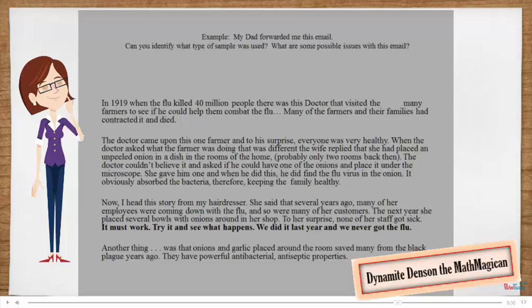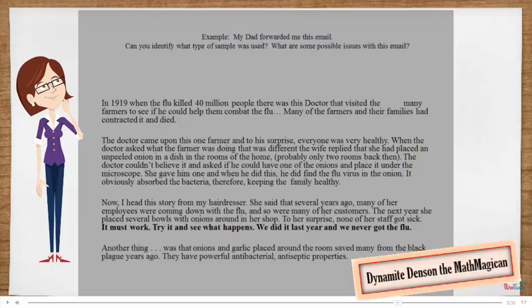My father forwarded me this email, and I'd like to know as we read through it if you can identify which sampling technique was used and some possible issues. In 1919, when the flu killed 40 million people, there was this doctor that visited many farmers to see if he could help them combat the flu. Many of the farmers and their families had contracted it and died.